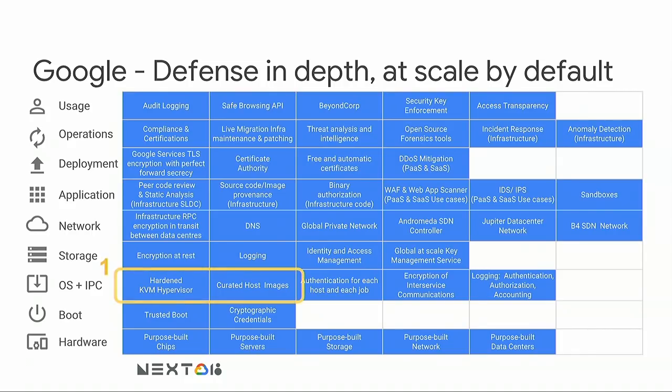For this talk, we're going to focus on really 3 areas. First, around our hardened hypervisor and the curated OS images. In addition, we're going to talk about live migration as one of the key ways we did at-scale patching.